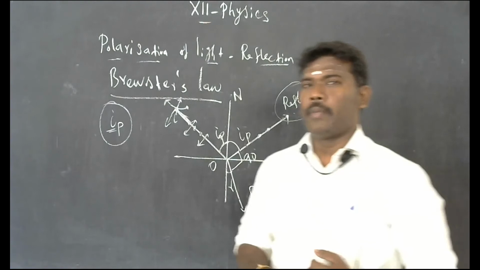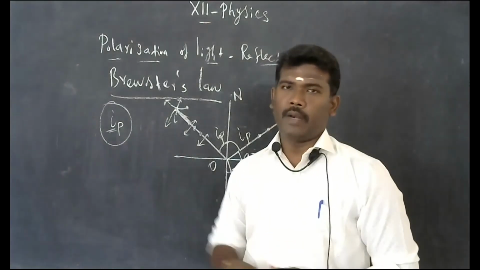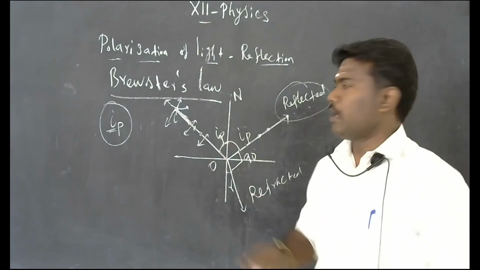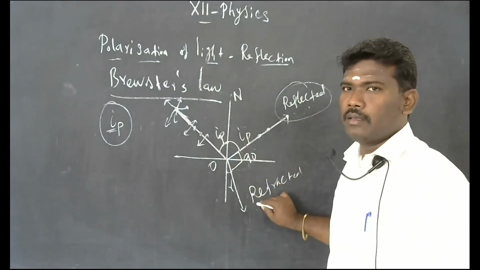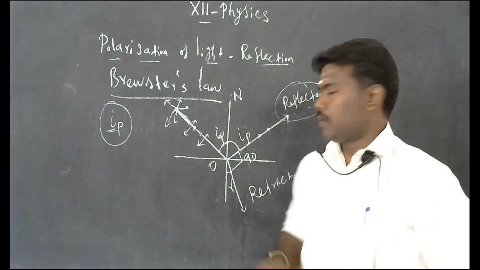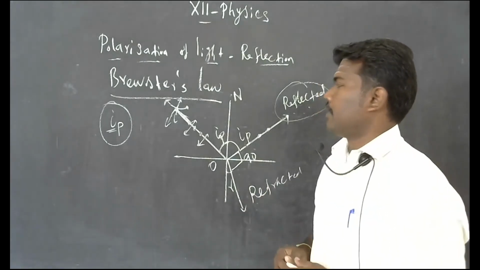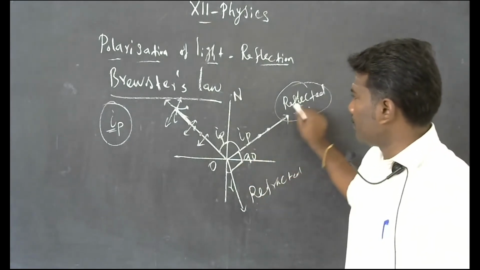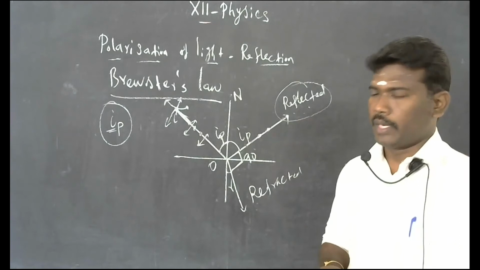And what is the angle between the incident light and the reflected light? That is IB and IB. What is the angle between the incident and reflected? So many varieties of questions are there. So you understand the concept with respect to this diagram. This angle is always constant if the reflected ray is completely polarized.